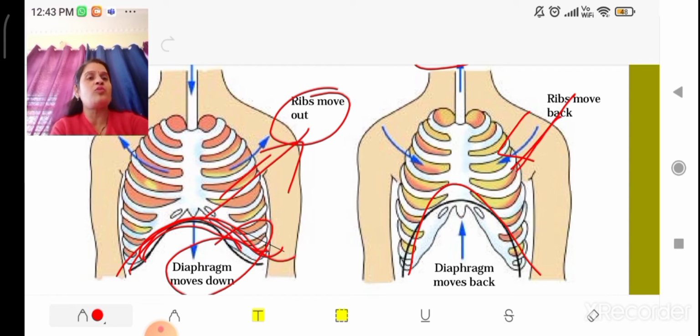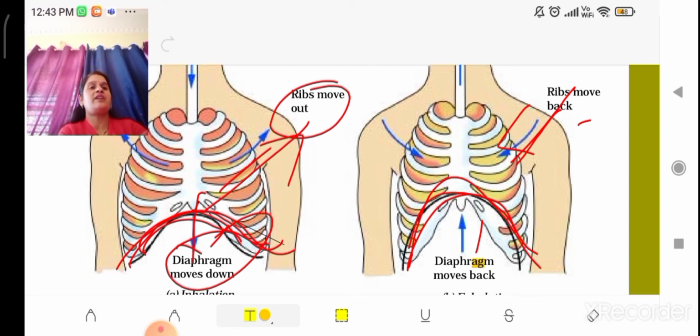Ribs move back, and even the diaphragm moves up. Moves back means first it was in the position only. During the breath it comes down. It came down. Now when we breathe out, it moves back to its position. So you can remember it: back, up, out, down, and back, up.